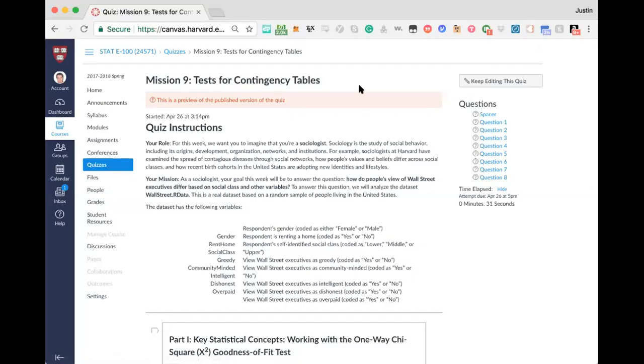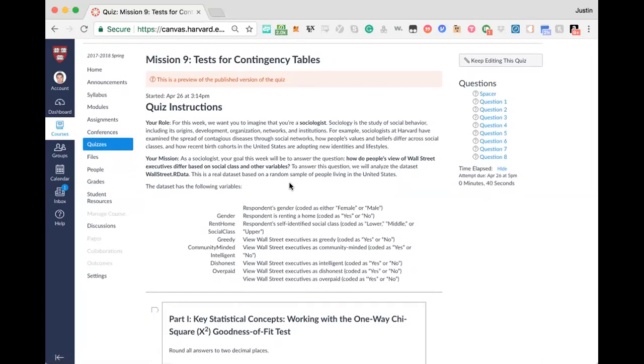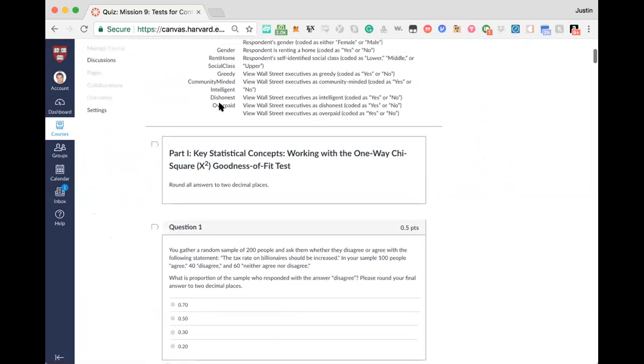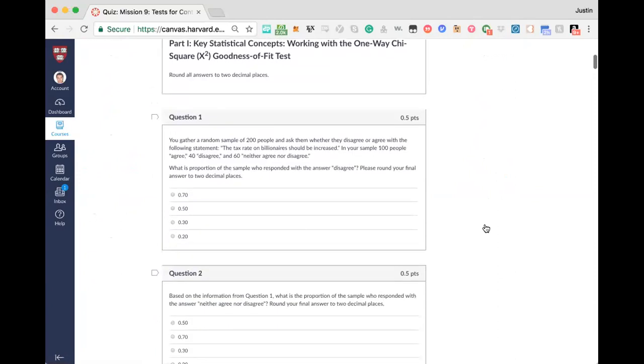Okay, so for this mission, you're going to imagine you're a sociologist and you're looking at how people view Wall Street executives. And we're looking at this data set here that looks at different variables: gender, whether they rent their home or not, their social class, and whether they view Wall Street executives as these different characterizations.